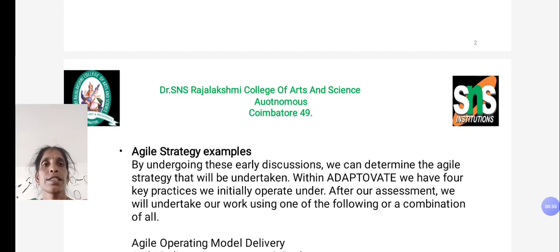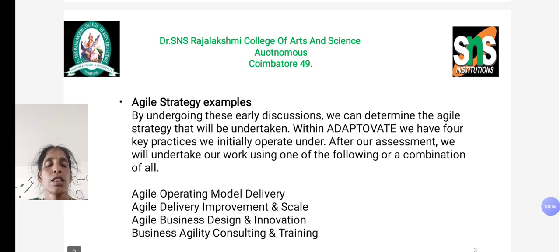The examples for Agile strategies. By undergoing these yearly discussions, we can determine the Agile strategy that will be undertaken. We have four key practices we initially operate under. After our assessment, we will undertake our work using one of the following or a combination of all. It has four strategies: Agile operating model delivery, Agile delivery improvement and scale, Agile business design and innovation, business agility consulting and training.